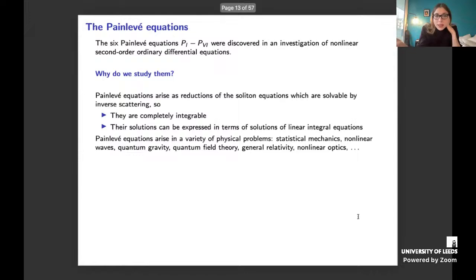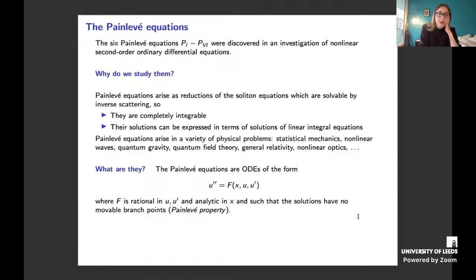And actually, they arise in many physical contexts. Here we will see how they appear, for example, in random matrix theory. And so what are they, more precisely? Well, the Painlevé equations answer the following question that was posed by Picard, I guess, in the 70s.